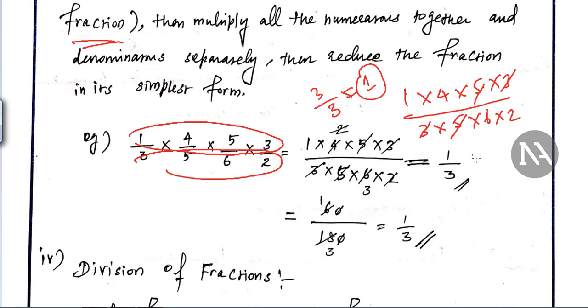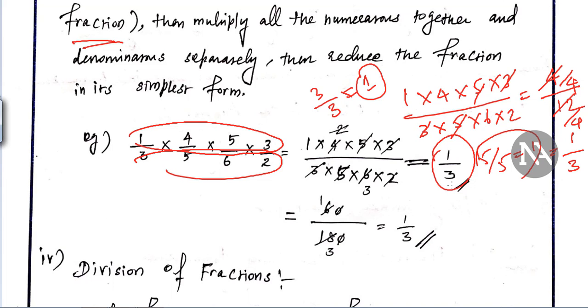Similarly, 5 divided by 5 is also going to give you 1. So that's what I am doing. So now it is 4 divided by 12. Now I am going to divide numerator and denominator by 4. So it is 1 divided by 3. That's the answer.